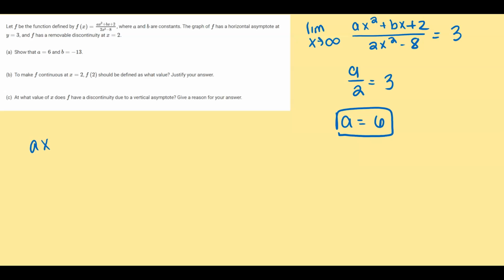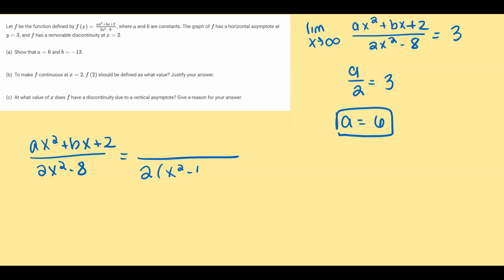So we're going to take ax squared plus bx plus 2, and put that over 2x squared minus 8, and we're going to factor the denominator first. We take out a 2, and that leaves me with x squared minus 4, which is a difference of squares. So you get x minus 2 times x plus 2. And again, we know that if we have a removable discontinuity at x equals 2, x minus 2 has to be one of the factors that is going to cancel. So we have it in our denominator, and we know that a is 6 up in my numerator.